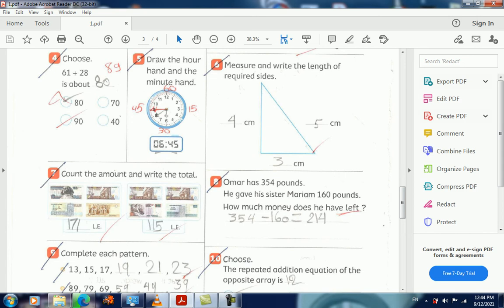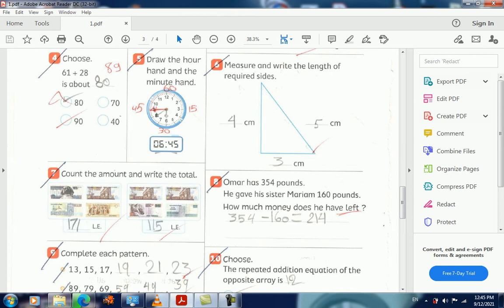Number 4, choose. 61 plus 28 is about. Here we don't have to get the exact number. We have to add the exact number and see what is near to it. 61 plus 28 equals what? 1 plus 8 is 9 and 6 plus 2 is 8. So it's 89. This 89 is close to which number of the 4 we got in the choice? It's close to the 90, not the 80. So the choice is 90.